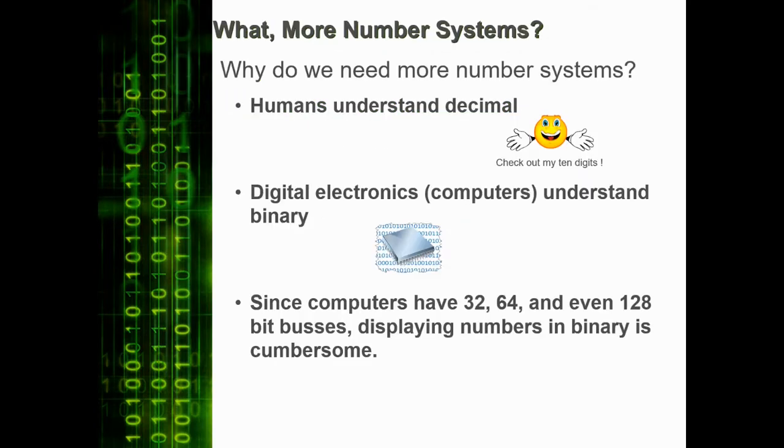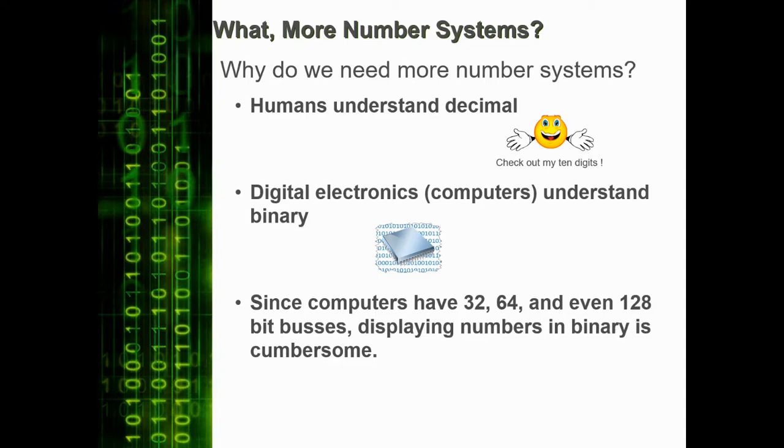So why do we need more number systems? Well, we're used to the decimal system, right? We have 10 fingers. It's pretty easy to count 10. So that's what most of our counting is based on. But computers don't understand 10. They understand binary. But computers are also getting bigger. They're getting faster. And they are needing to be able to move more data. And so we have computers that have 32-bit buses, and we have 64-bit buses, and we even have 128-bit buses. And so displaying these numbers in binary gets a little bit messy.